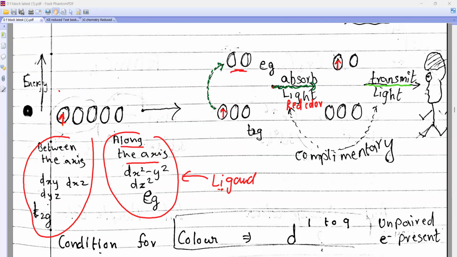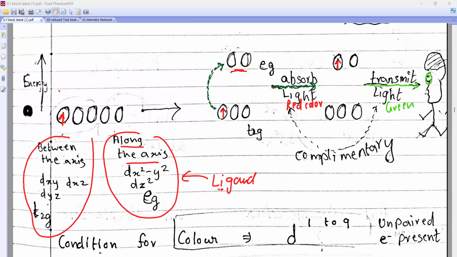It is transmitting light. And we are standing here. Can you see? I'm seeing from here. So which color will we see? What was the complementary of red? Who was the complementary of red? Green. So we will see which color? Green.